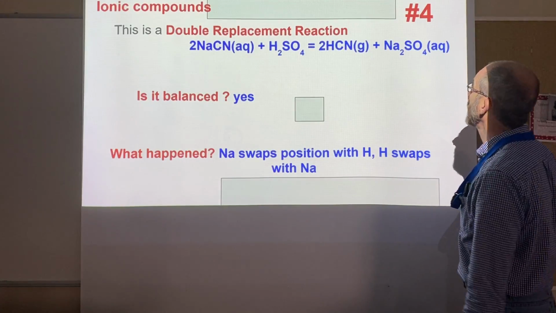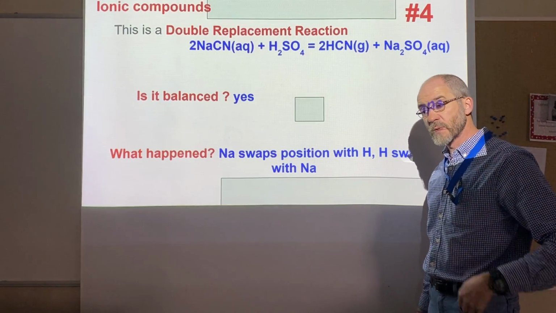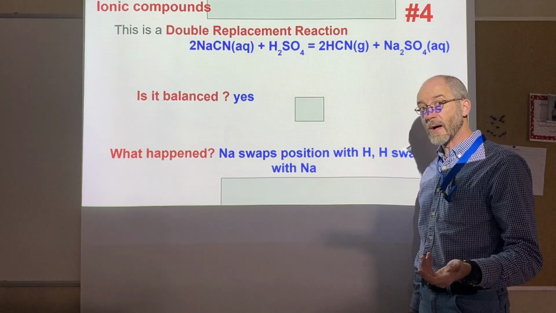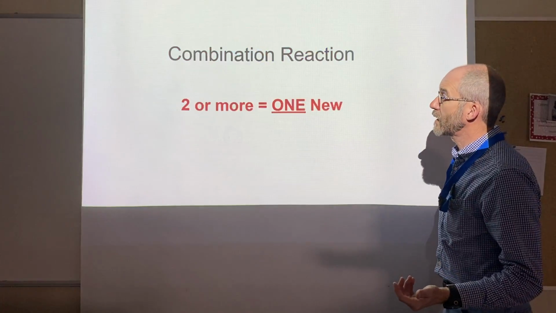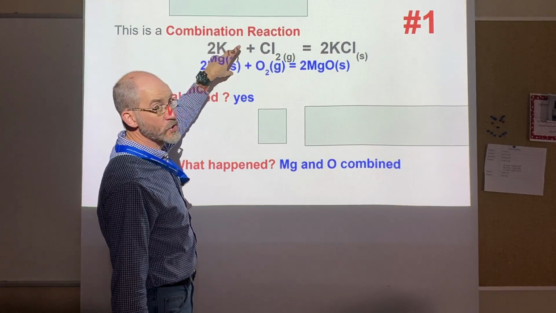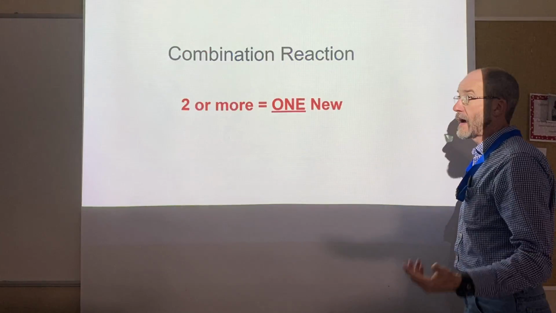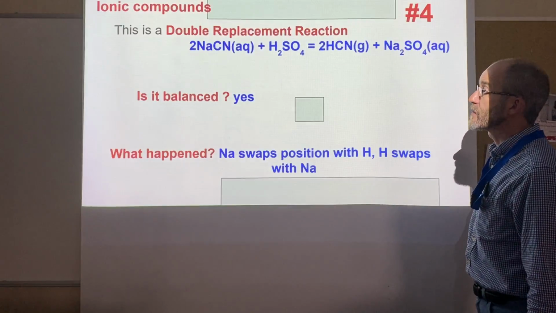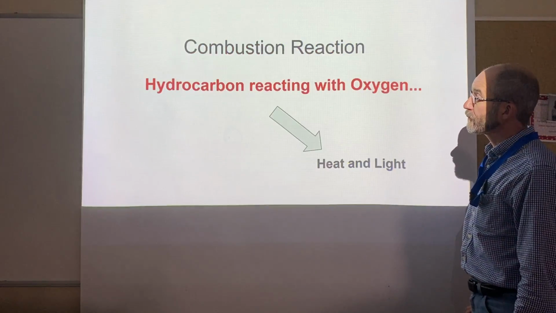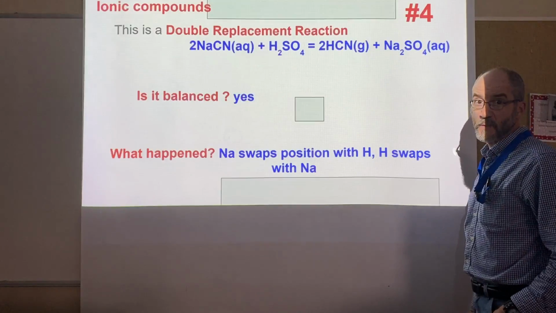All right, so here we go. We're already ready for number 4. And honestly, then we're done, because we don't really need to mention number 5. You already know that a combustion reaction is a combination reaction. So we're on our last reaction type, which is a double replacement.